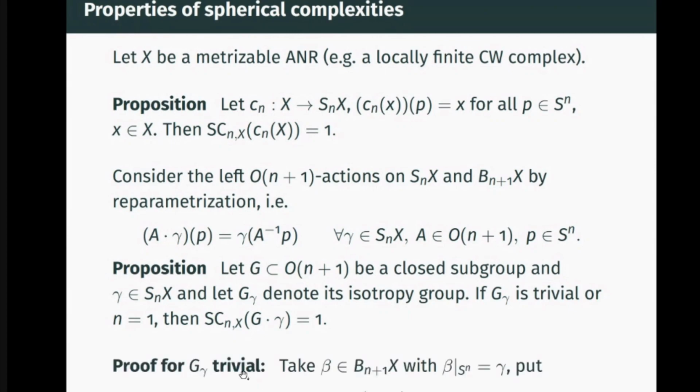Just for the case that the isotropy is trivial, you can also write down the proof in one line. We start with the element gamma, which is a map from the sphere. We just take an arbitrary continuous map beta from the ball, which restricts to gamma. And then as we rotate or move gamma with the A, we just move beta with A as well. And since the isotropy is trivial, nothing can happen. So this is really well defined. And this is the way we can define such an S and then extend it continuously to an open neighborhood of the orbit. So this is very straightforward.